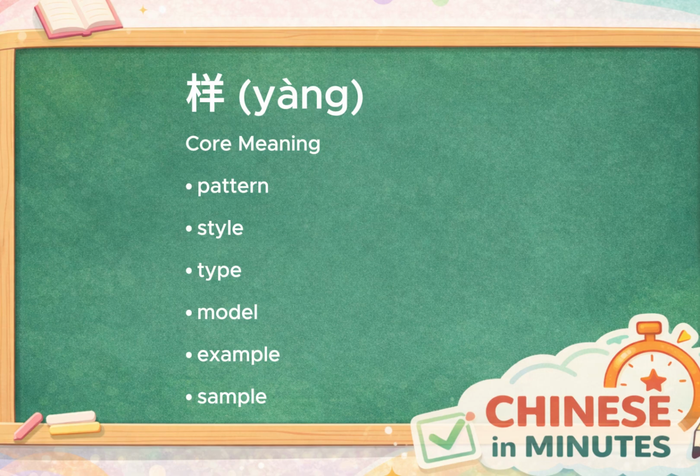As Chinese evolved, yàng became one of the most productive characters in the language. It appears in words about appearance, comparison, styles, samples, and even role models. Once you understand the core idea behind yàng, you'll begin recognizing many useful words that native speakers use every day. Let's explore how one simple character grows into 10 practical vocabulary words.